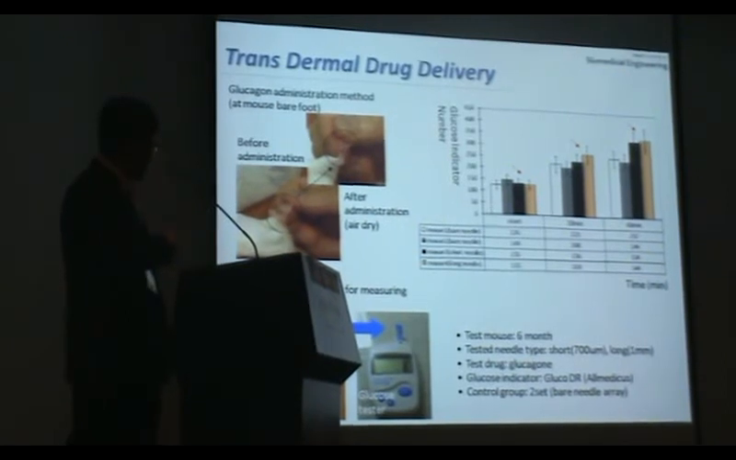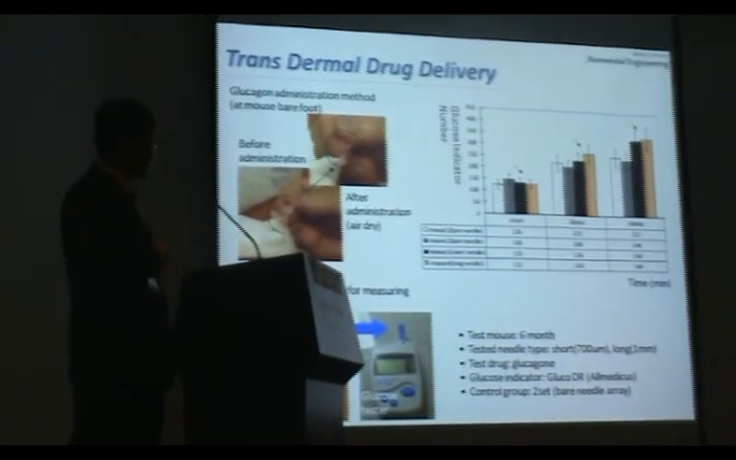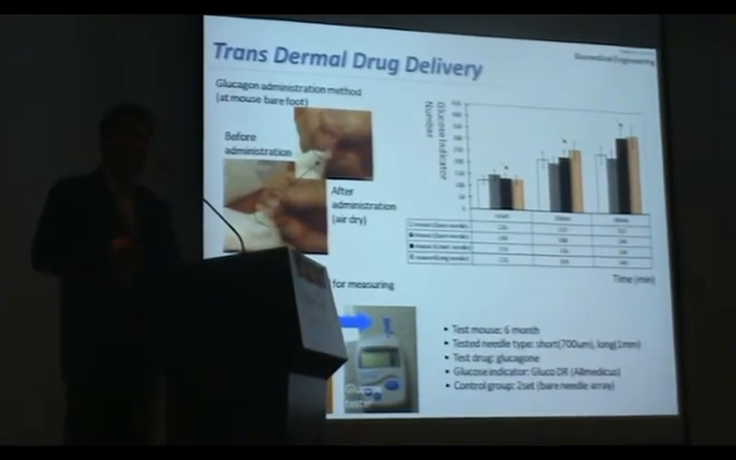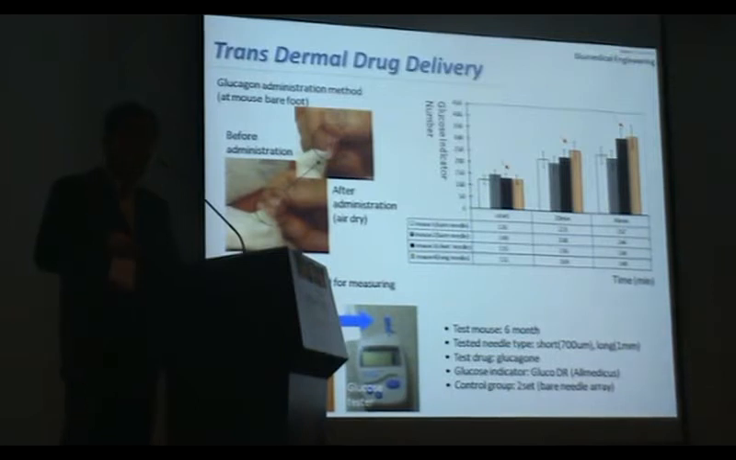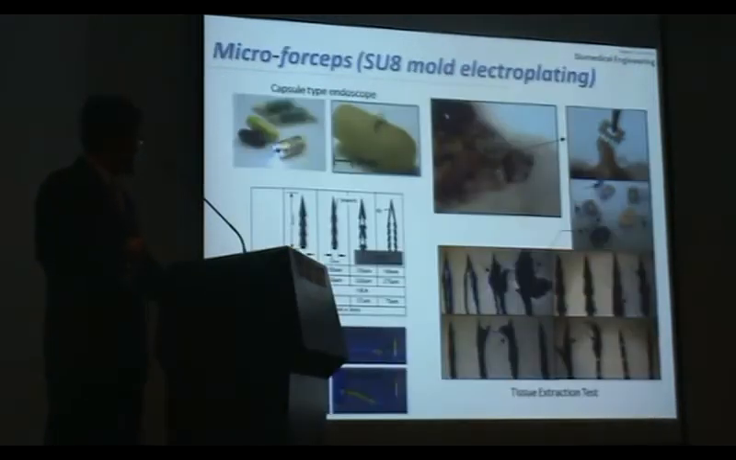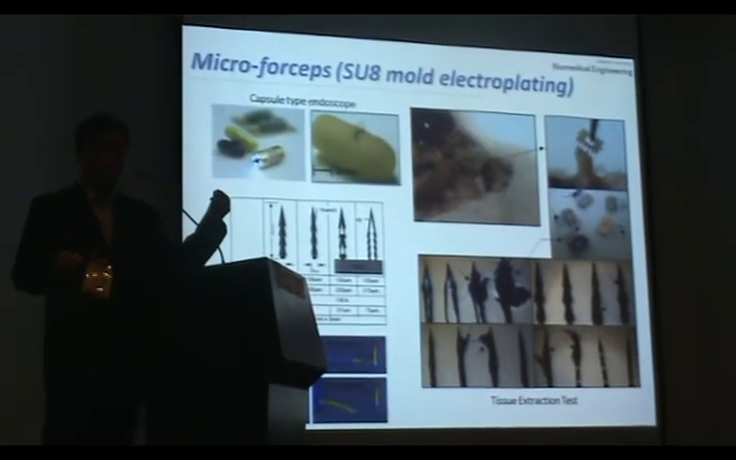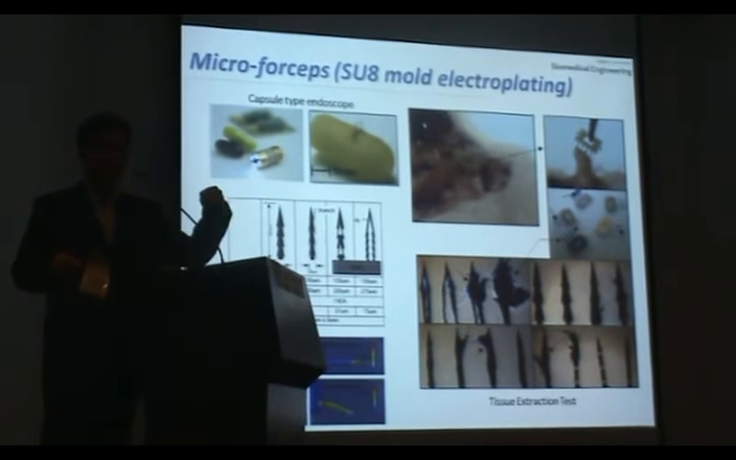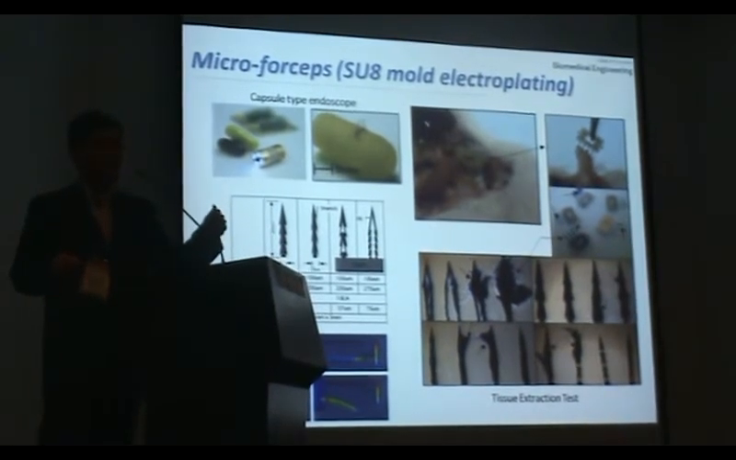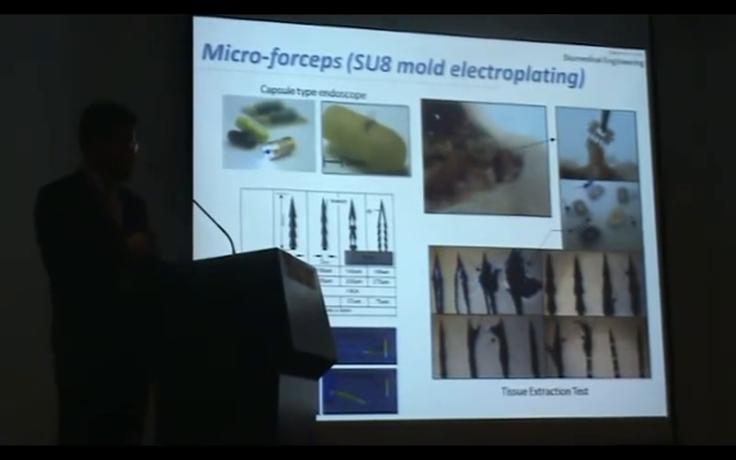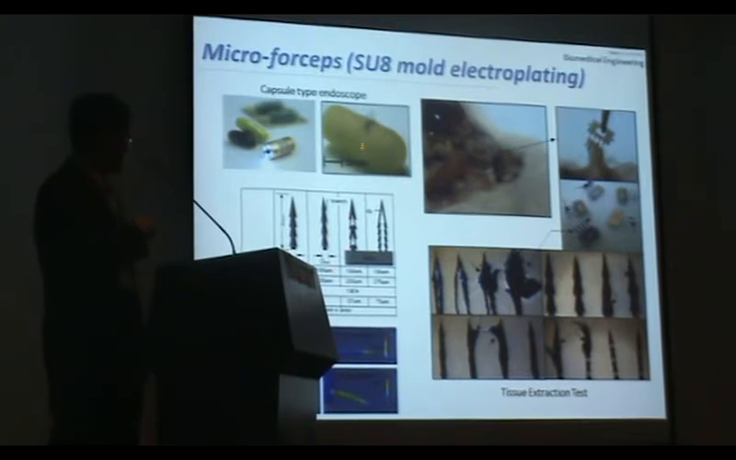Also, I did a glucose test with a commercialized test. So our microneedle array can be used for drug delivery. And I also changed the fabrication method from microfabricated polymer to a nickel array, since nickel can be used as a hard material for electroplating. So I made a sharp needle array, encapsulated in a capsule-type endoscope here. So I extracted some tissues.